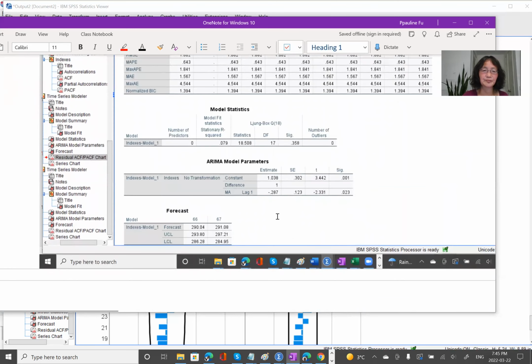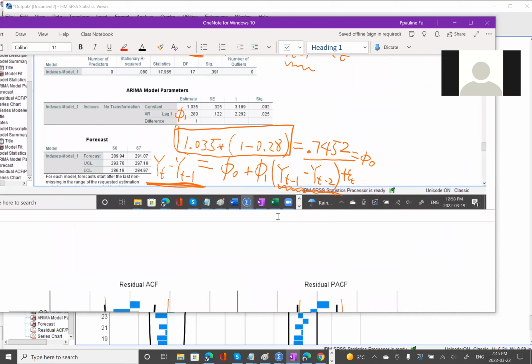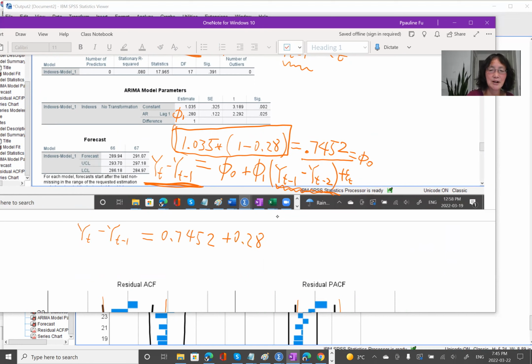All right. Professor, can you just write down what the equation would be, based on the calculation that you made? Thank you so much. So y_t minus 1 equals 0.7452 plus 0.28 times y_{t-1}, y_{t-2}. When you do actually forecast, the epsilon t is 0. So that term is gone.